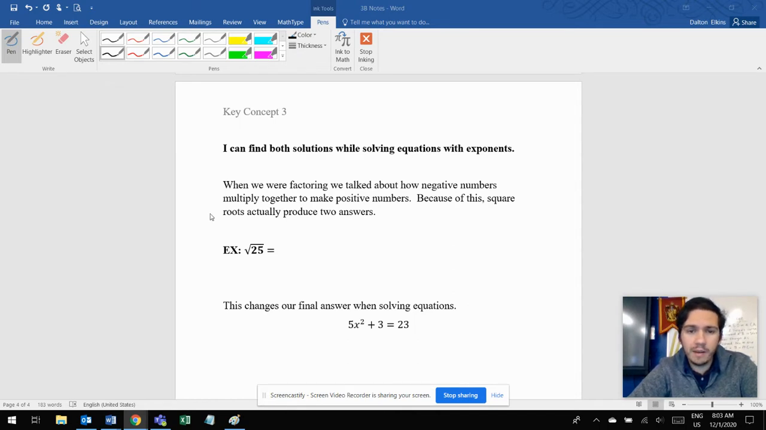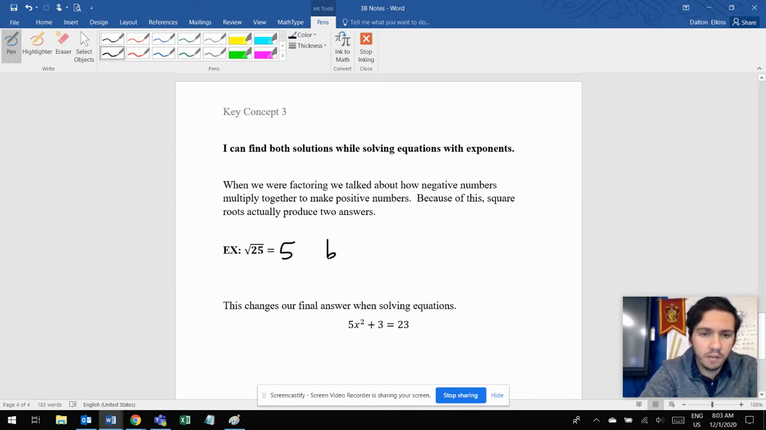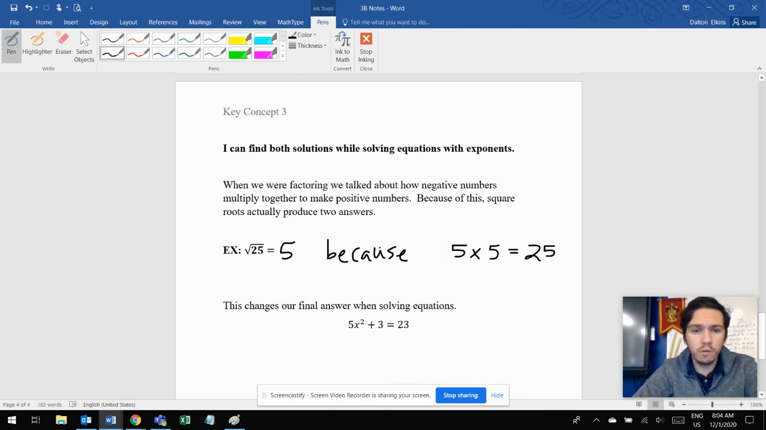When we were factoring, we talked about how negative numbers multiply together make positive numbers. Because of this, square roots actually produce two answers. So you think about something like the square root of 25, you probably think of 5. Because the definition of a square root is that when you take that number and multiply it by itself, you get the number that you rooted. So 25 is 5 times 5.